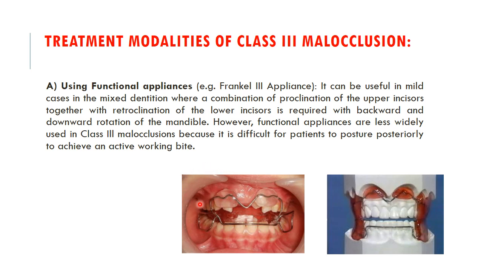Because by using these appliances and rotating the mandible backward and downward, we are going to increase the vertical height of the patient. So if the patient already has a reduced vertical height, the result will be more aesthetic and more acceptable and favorable. However, the functional appliances are less widely used in class 3 malocclusion because it is difficult for the patient to posture his mandible posteriorly to achieve an active working bite. It is easier for the patient to protrude his mandible than to retract it backward to obtain the working bite.